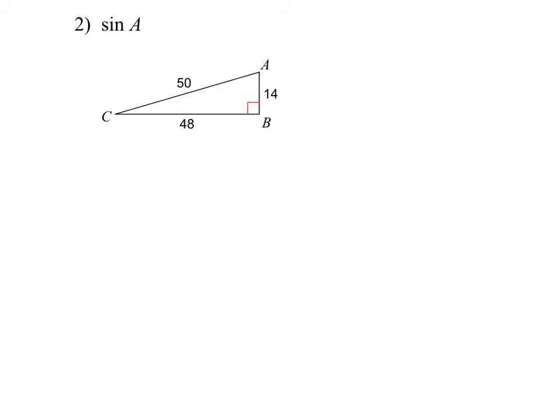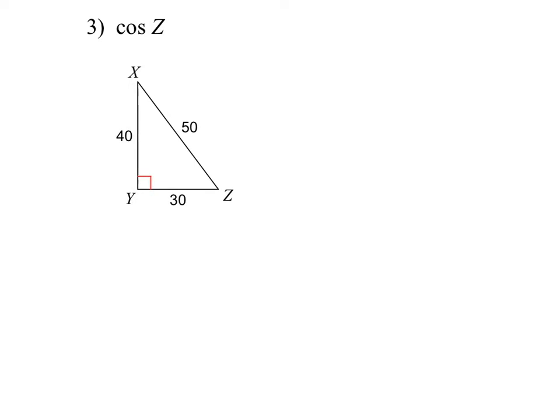Again, sine of A is this one right here. Sine is opposite over hypotenuse, so sine of A equals 48 over 50. All right, and we are going to simplify. I can simplify by 2, so I have 24 over 25.